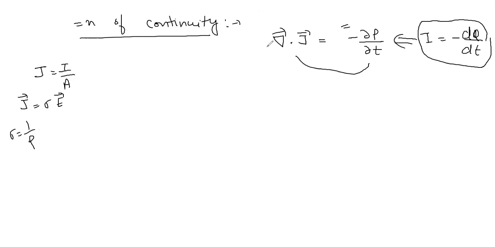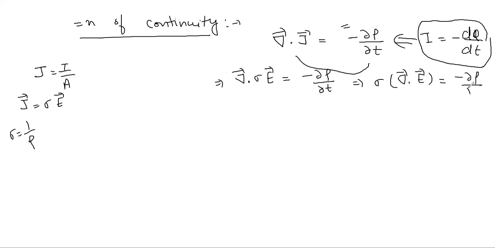Now in this equation of continuity, I can say that del dot sigma E is equal to minus curly rho by curly t. Sigma is constant, because it's conductivity, so you can take it out. Then I can say basically that sigma del dot E is equal to minus curly rho over curly t. Remember Maxwell's first equation. Now we are talking about a medium. We are no longer talking about free space.